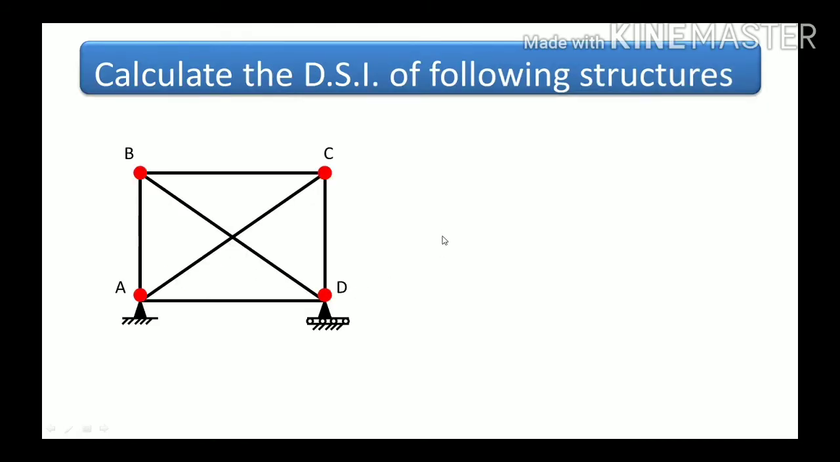So now we will calculate the degree of indeterminacy of the following structures. Now this is the pin jointed frame ABCD. The A support is a hinge support, D support is a roller support. Now the formula for DS is equal to M plus R minus 2J. These are the reactions. At joint A there are two reactions, HA and RA. At joint D there is only a vertical reaction. So R is equal to 3: HA, RA and RD.